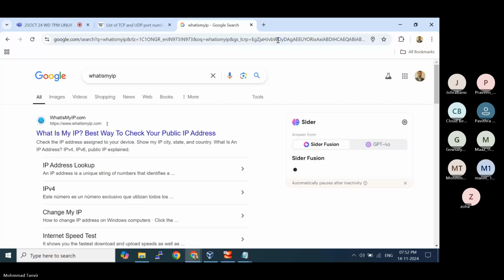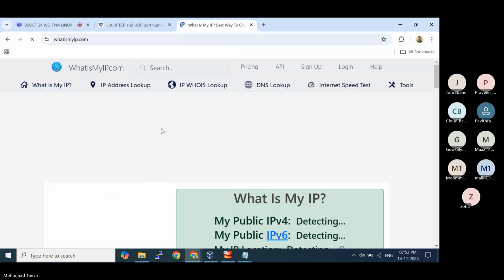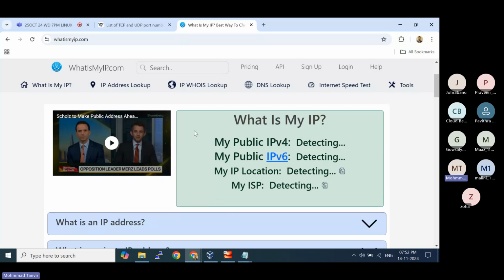Here you can see it is trying to detect, and once it detects, it will show us the ISP and all the details.